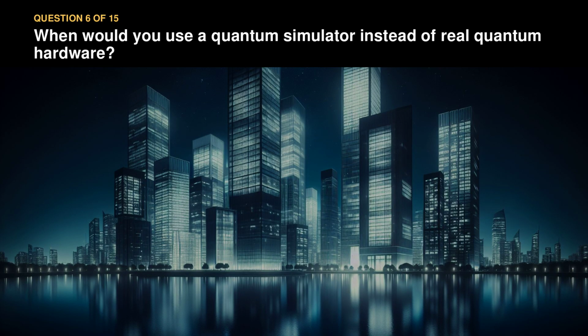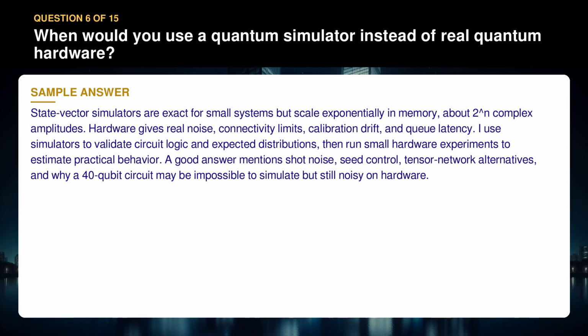Question 6. When would you use a quantum simulator instead of real quantum hardware? State vector simulators are exact for small systems, but scale exponentially in memory, about 2 to the power of n complex amplitudes. Hardware gives real noise, connectivity limits, calibration drift, and queue latency. I use simulators to validate circuit logic and expected distributions, then run small hardware experiments to estimate practical behavior.